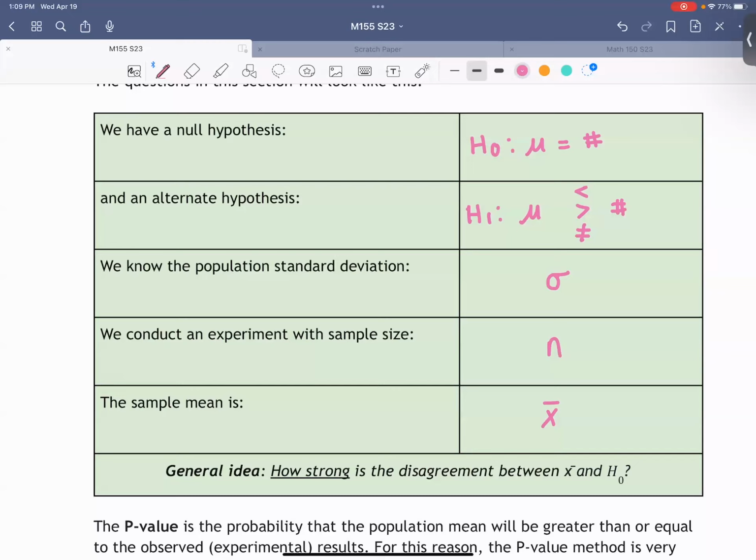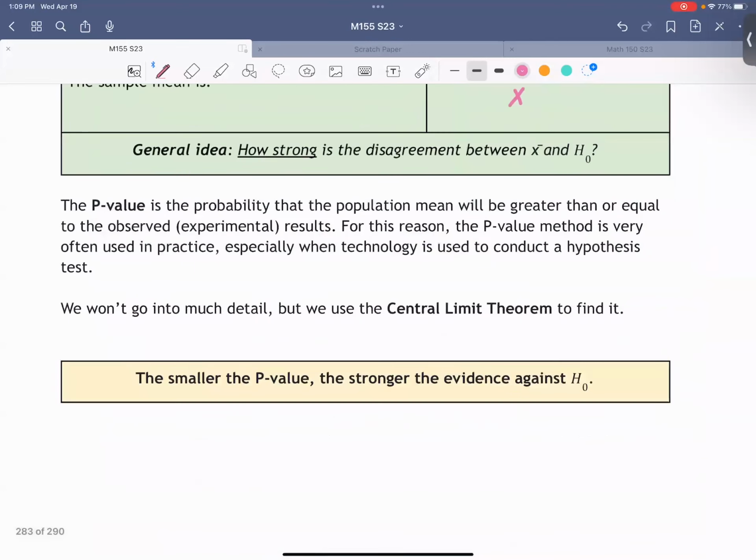So we're going to take a look at this data. We're going to figure out if we're suspicious enough to reject the null hypothesis, or if we're not really sure, there's not enough evidence to do that. We're going to do that by calculating this thing called the p-value.